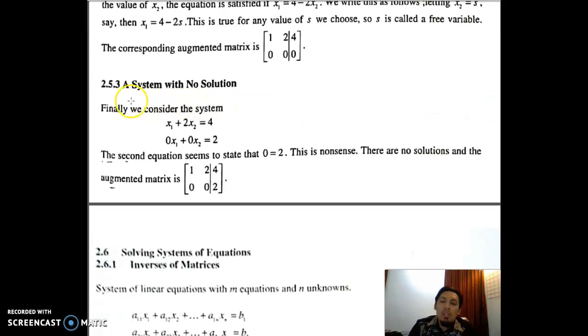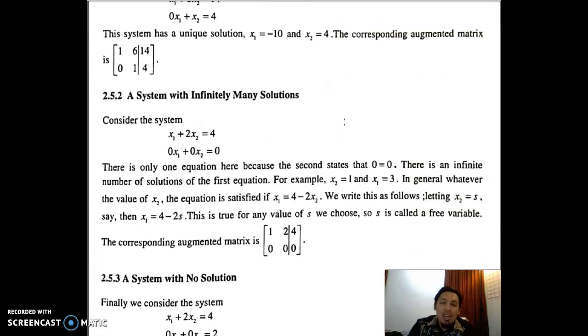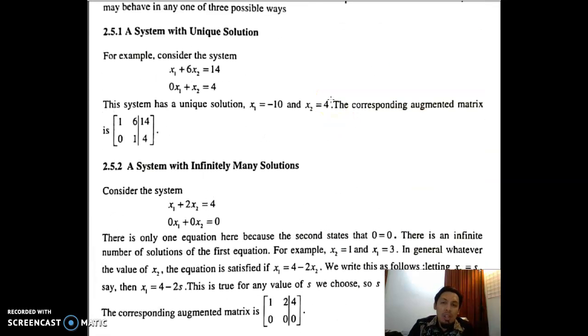And lastly, a system with no solution. It just means that you cannot really solve this, right? Just look at this one. It is impossible, right? With 0 input, but you still have 2 as the output. So basically this is no solution. Actually, it is nonsense based on this book. So those are the three kinds of systems that you can find in linear equations.